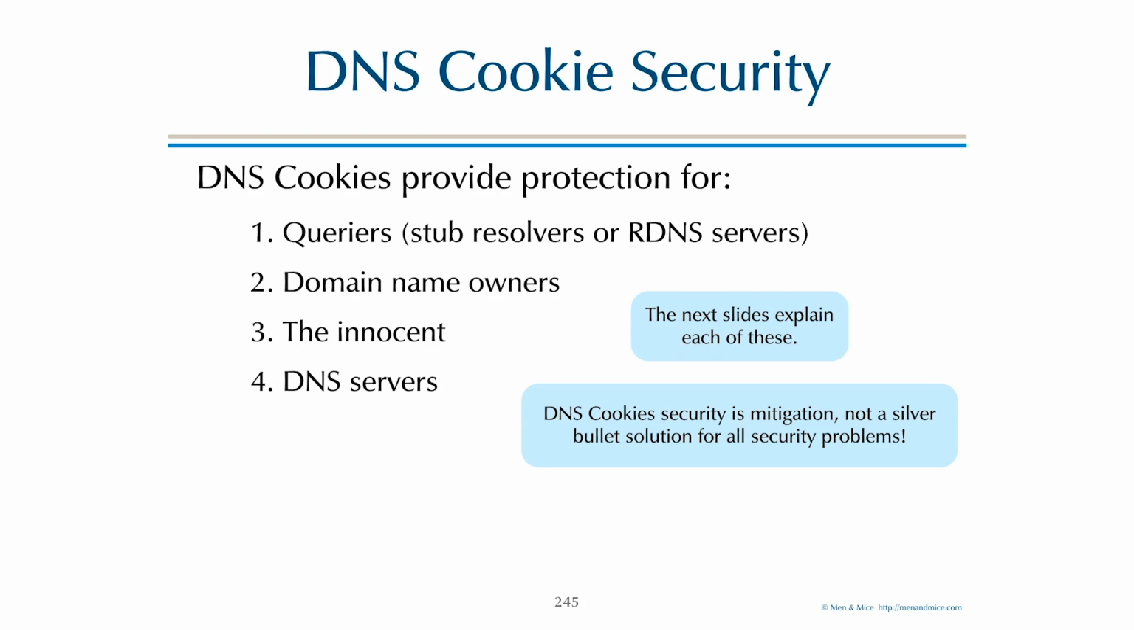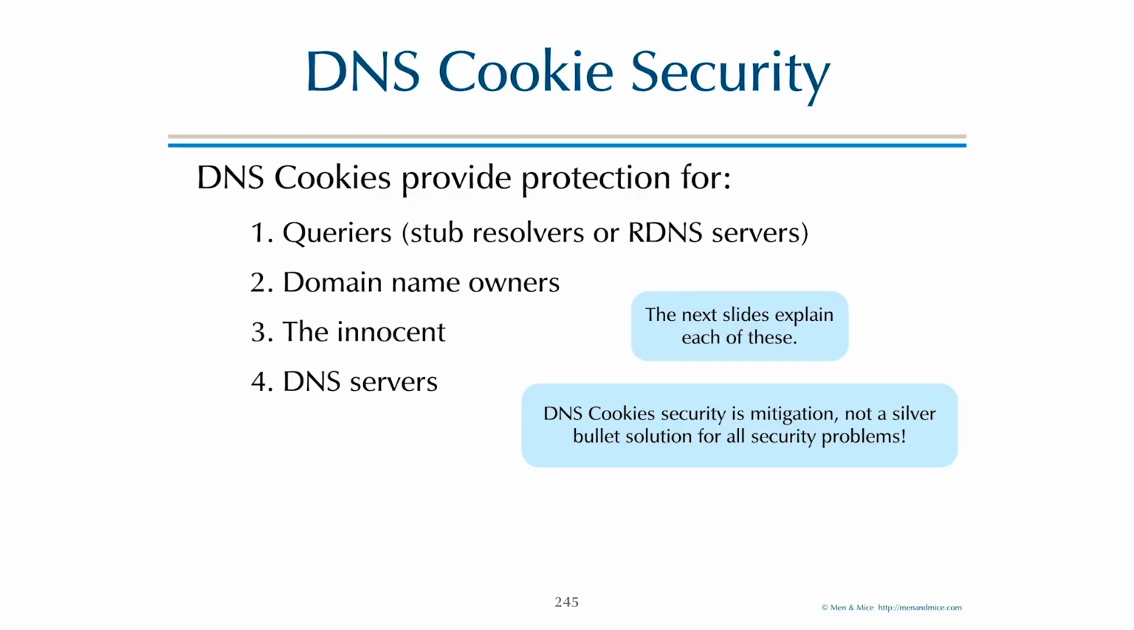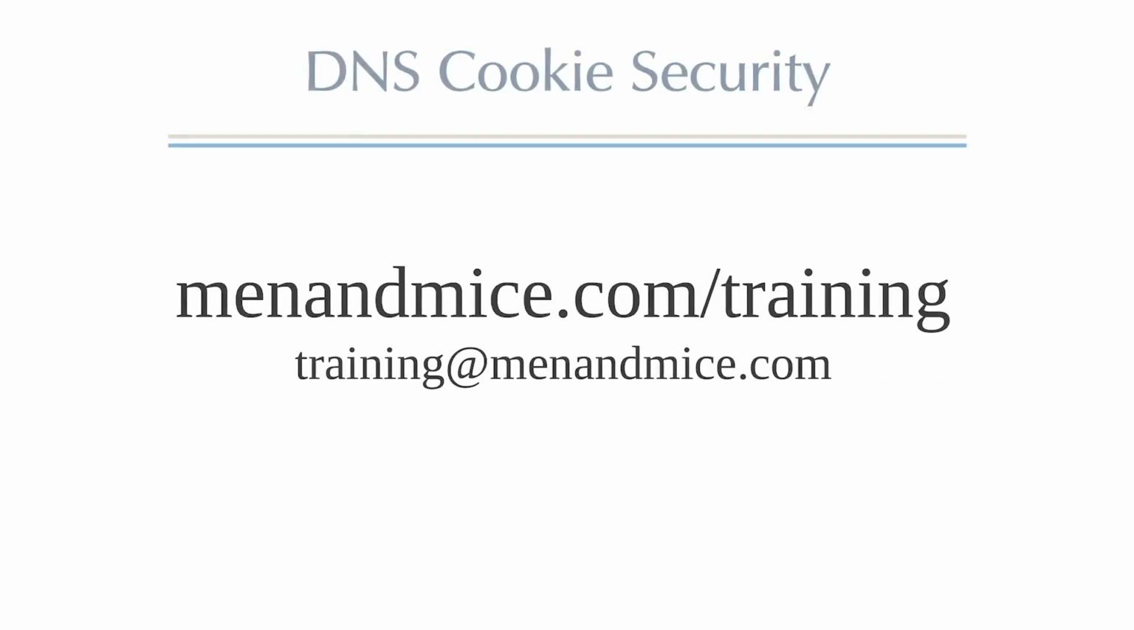DNS cookies, when server cookies are fully configured so that the server responds with bad cookie when there is not a server cookie in the query, also protect innocent victims in the case of reflection attacks. And the DNS servers themselves are then protected from denial of service attacks. Not bad for something so simple.